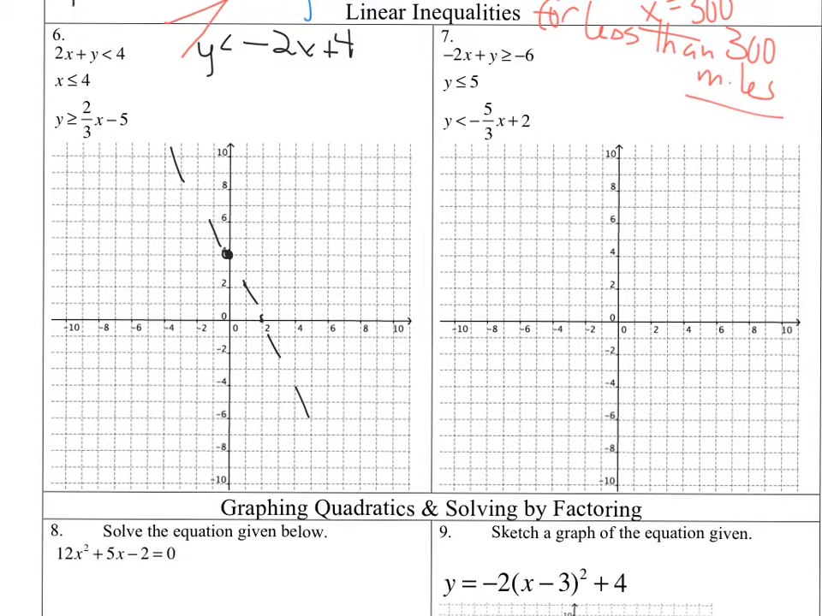I plug in 0, and I'll have 0 is less than 4. Is 0 less than 4? Come on, you know the answer. What is it? Yes, of course 0 is less than 4. So I shade over here.